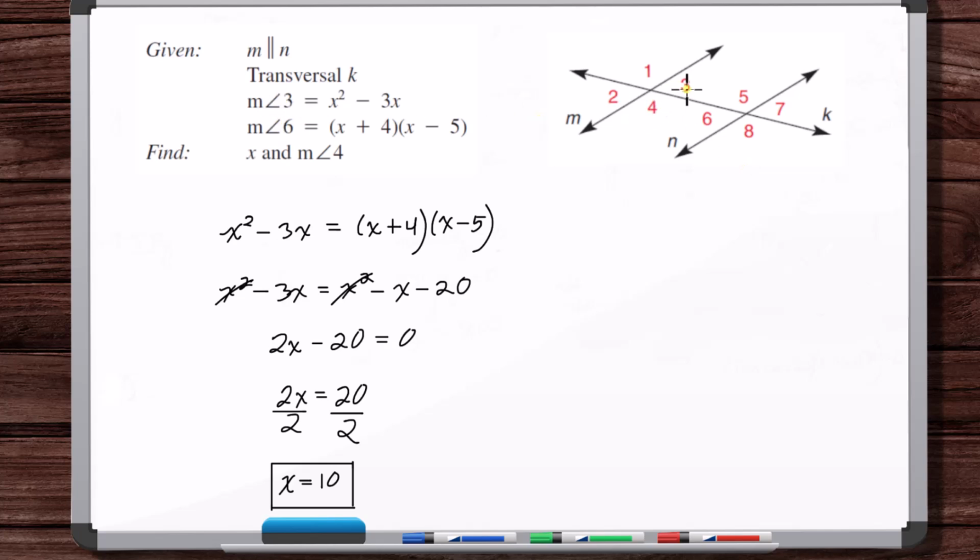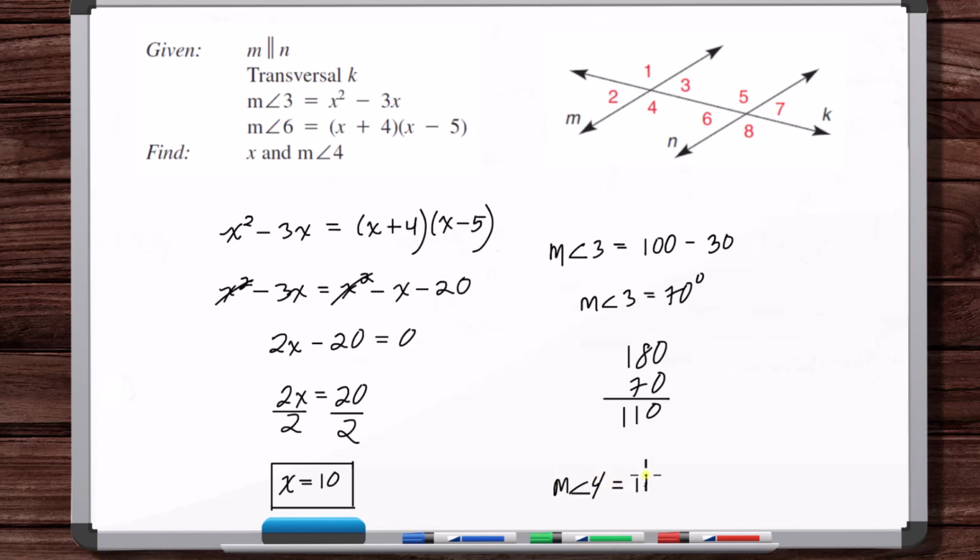So it's supplementary with angle 3. So what is the measure of angle 3? X squared minus 3 times x. Okay, but the measure of angle 3 is supplementary with the measure of angle 4. So if we take 180 minus 70, we get 110. So the measure of angle 4 is equal to 110 degrees.